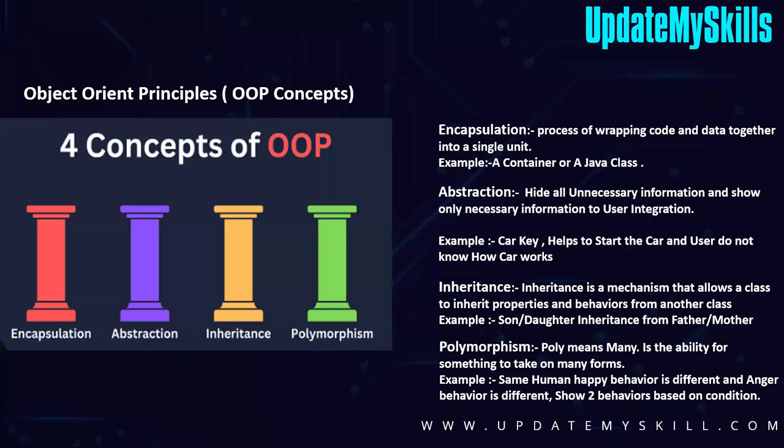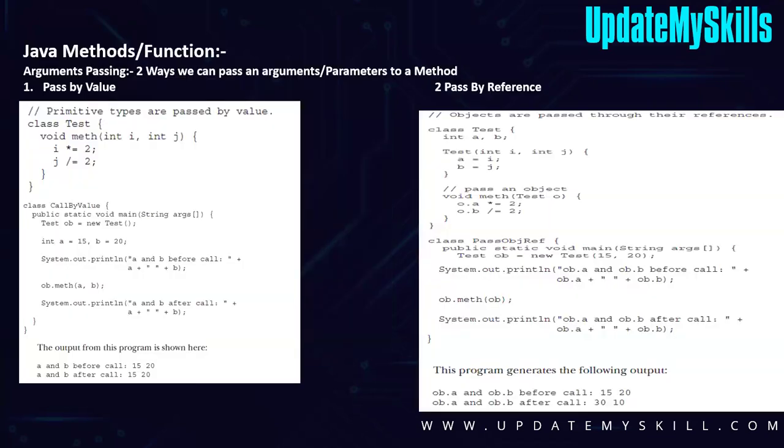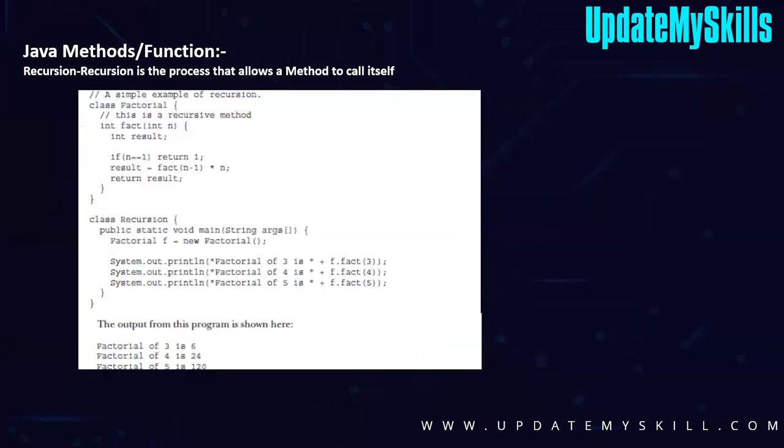So I hope everyone has understood conceptually what these four concepts of the object-oriented principles are. Today we go a little bit deeper into these concepts and how we are going to implement all these concepts. Yesterday we talked about pass by value and pass by reference. I hope everyone is pretty clear about this.